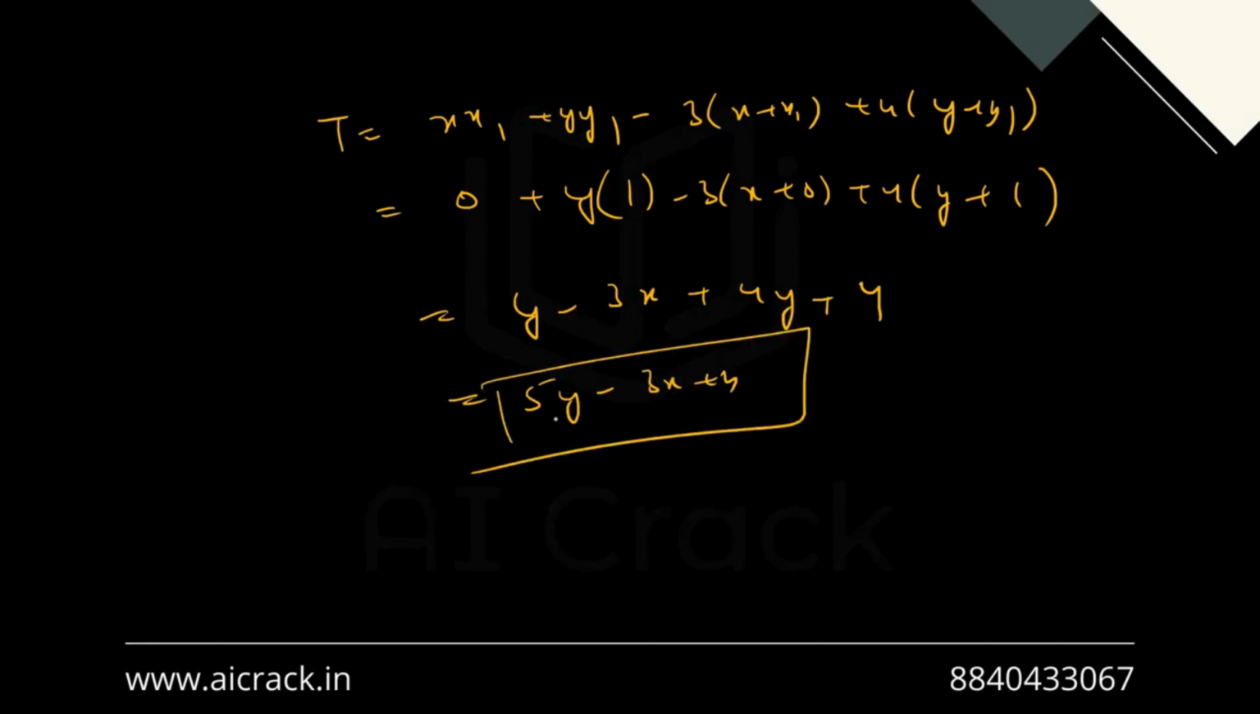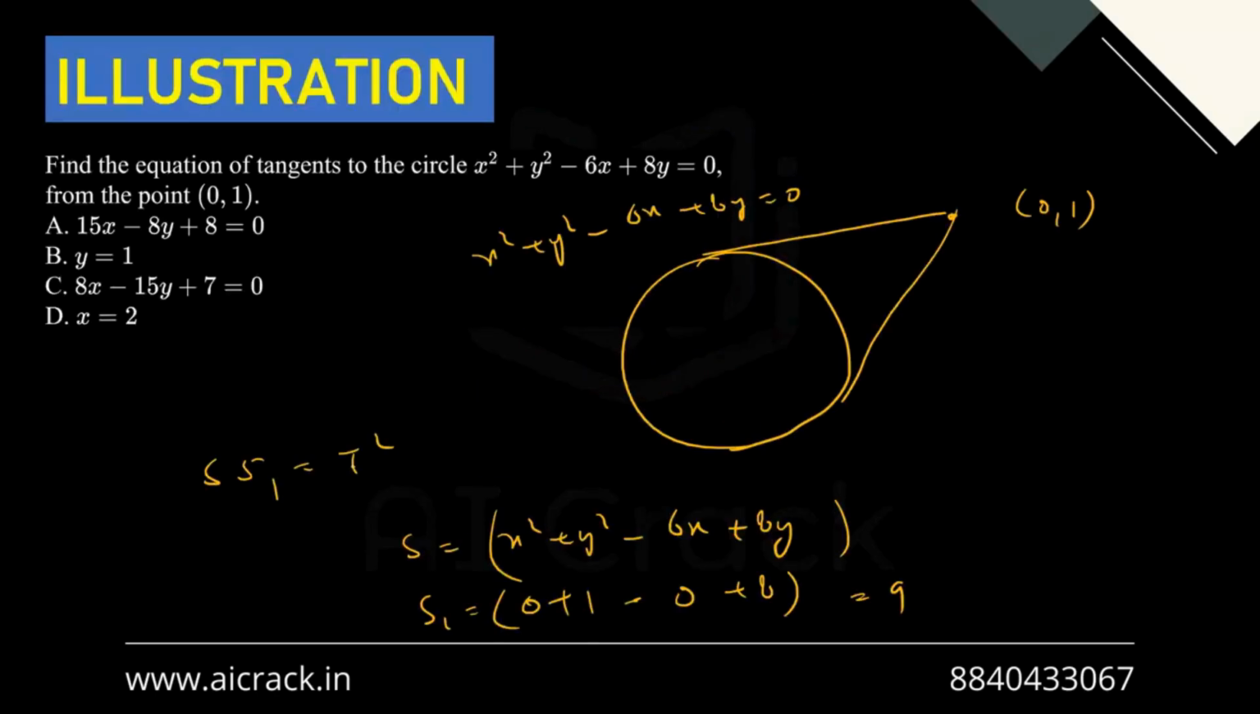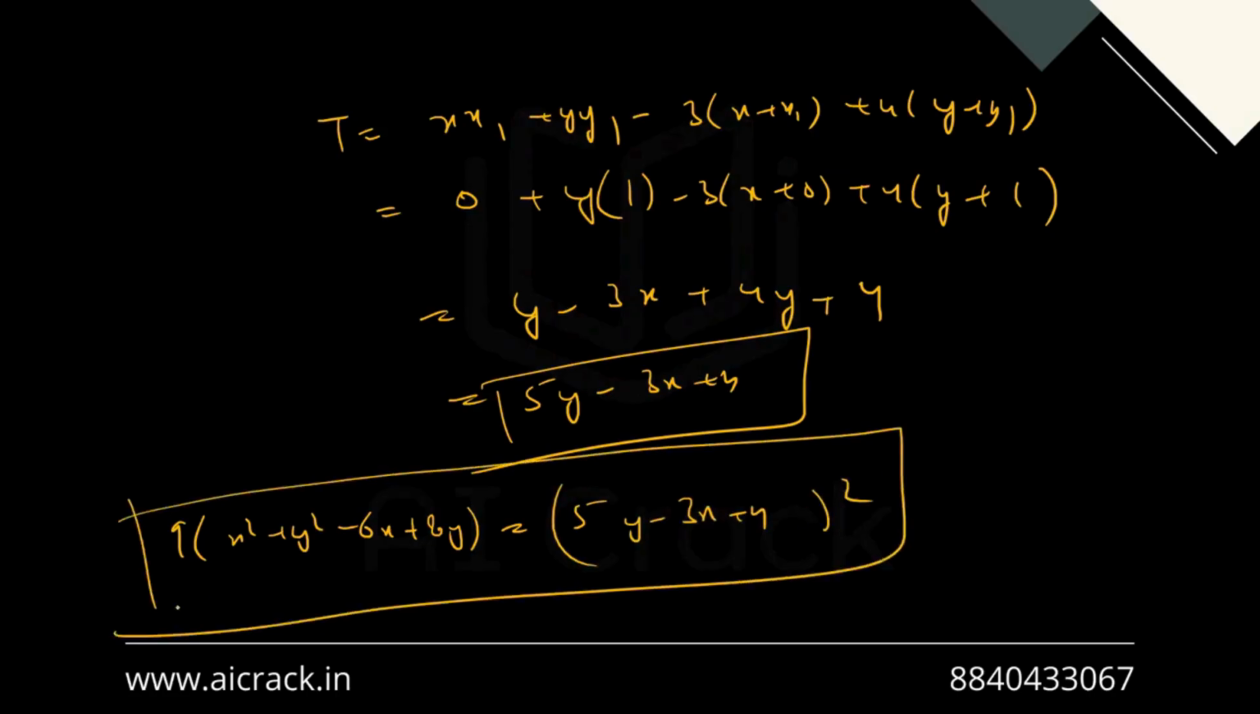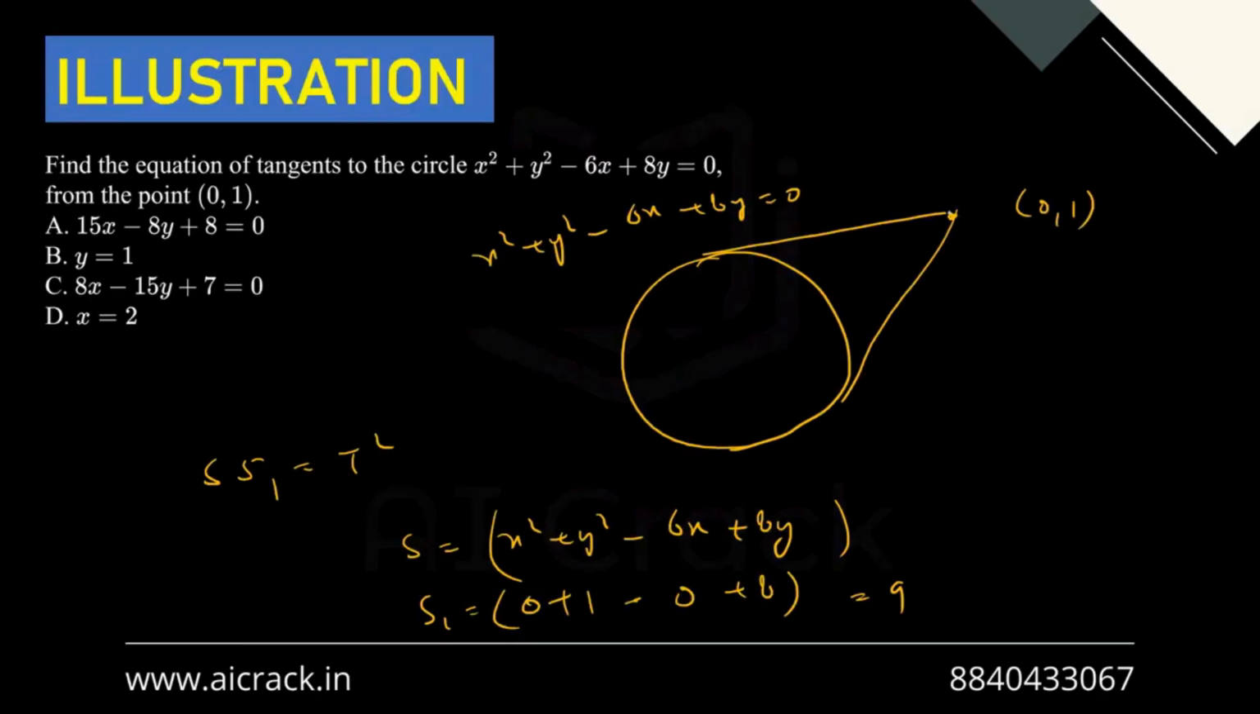This is our T. Now we have to use the expression S·S1 = T². So S·S1 is 9 times (x² + y² - 6x + 8y), and this equals (5y - 3x + 4) whole square. Now you just have to square it and you will find the equation of the pair of tangents. That's a more calculative part and not the very conceptual part. The only thing you have to remember is that while finding the T value, you have to put in this particular point.